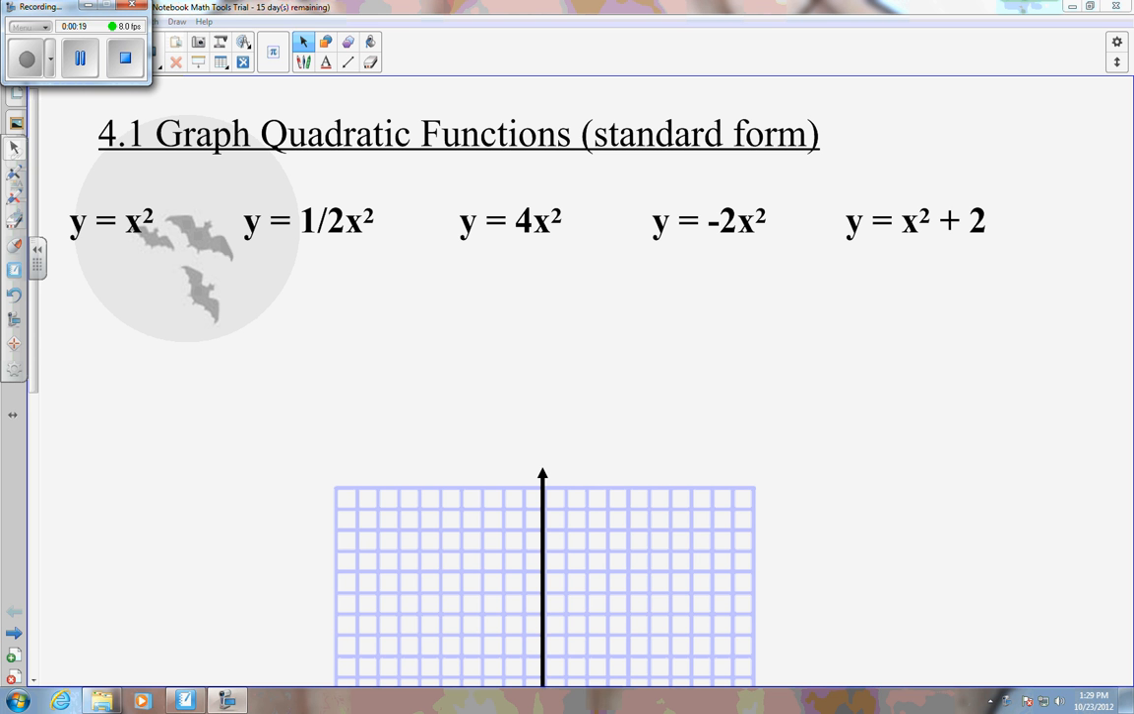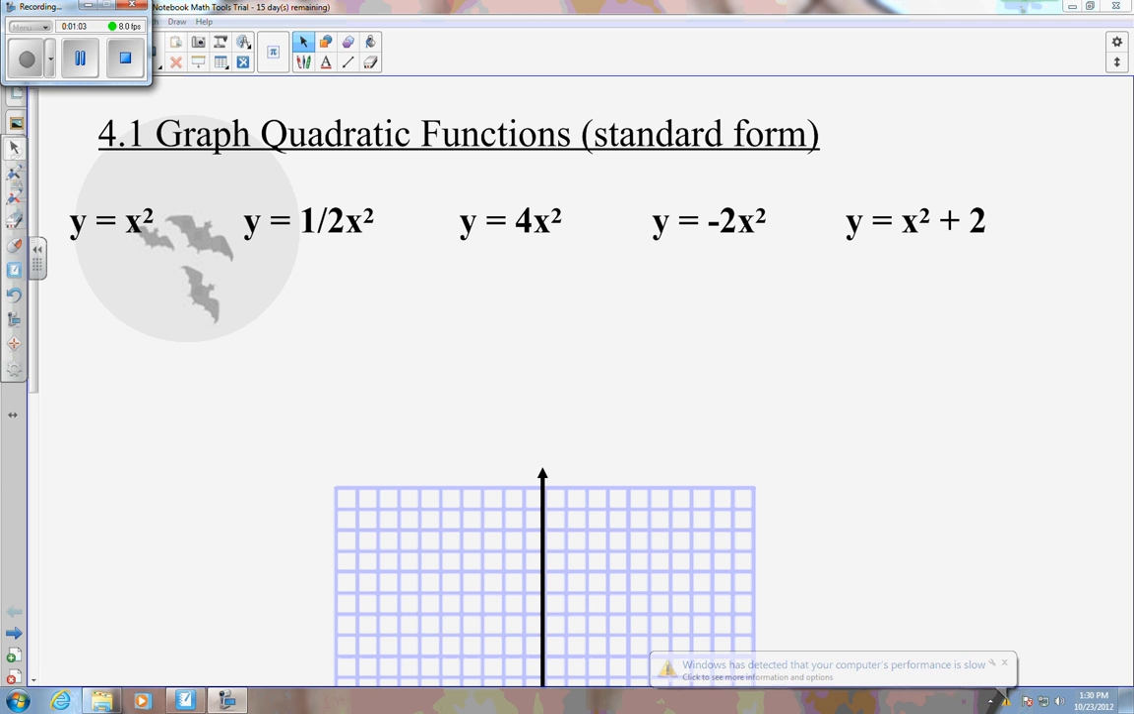Chapter 4 is quadratic functions. And we'll worry about that part today. Chapter 4, quadratic functions. Now, before we get into the quadratic functions, first thing I want to review is linear functions. Easy peasy. If I write y equals 3x plus 7, what kind of a function is that?